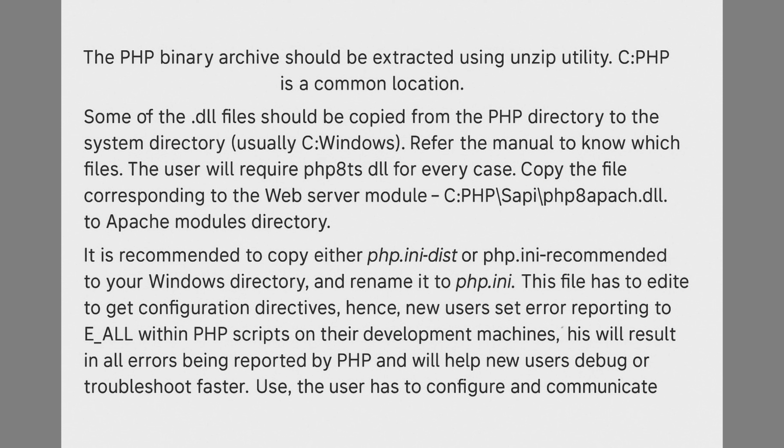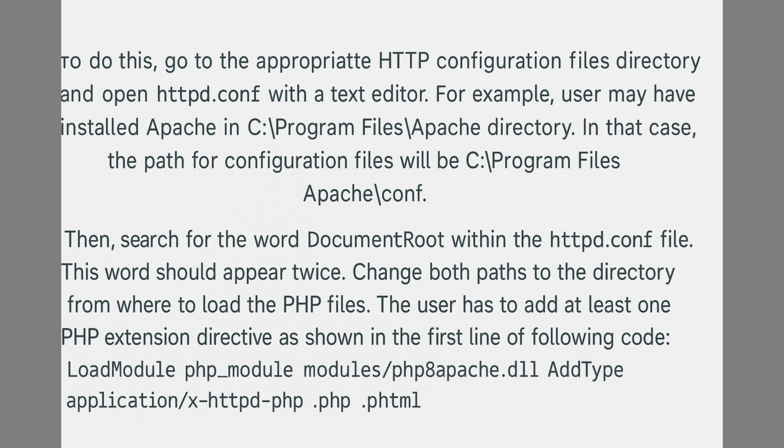Once all of this is done, the user will need to configure and communicate PHP properly with the Apache server for execution. To complete the configuration and make Apache recognize PHP, go to the configuration files directory of your Apache installation. Inside, you will find a file named httpd.conf. This is the main configuration file for Apache. Open this file using any text editor such as Notepad. For example, if you installed Apache inside C:\Program Files\Apache, then the configuration file will be located inside C:\Program Files\Apache\conf.